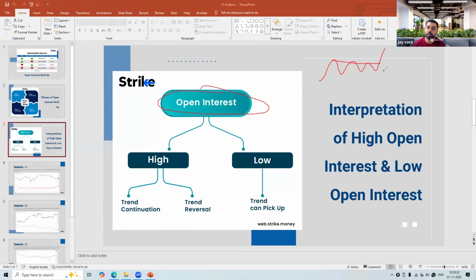Okay, and over here it has ended up forming a triangular pattern. Now over here the open interest can be something like this. Okay, now people know that this is probably forming a triangle, so every time it is rising higher, the open interest will keep rising higher, right?